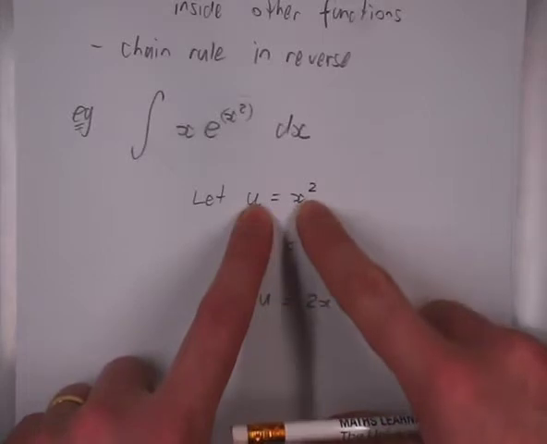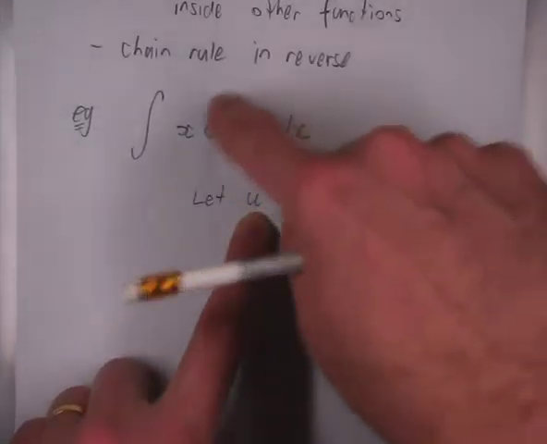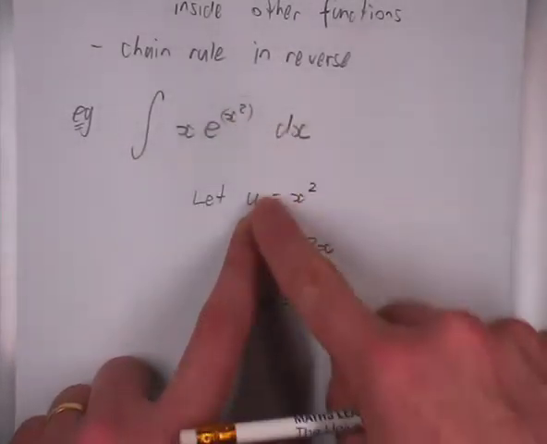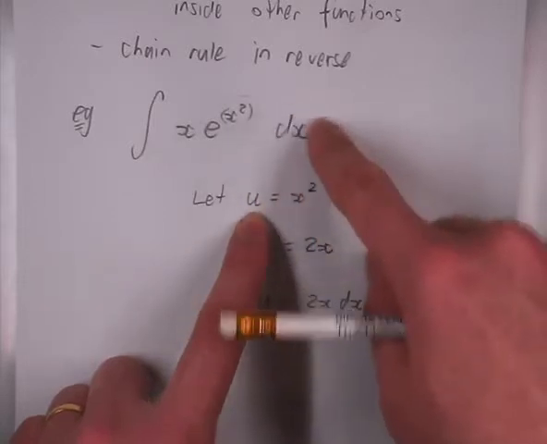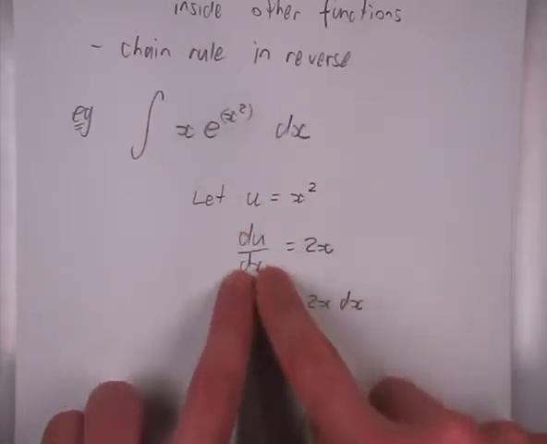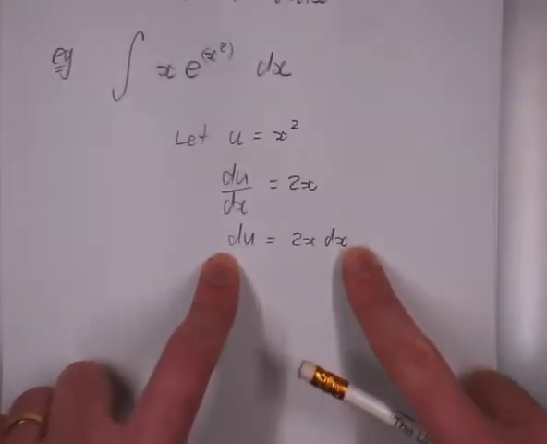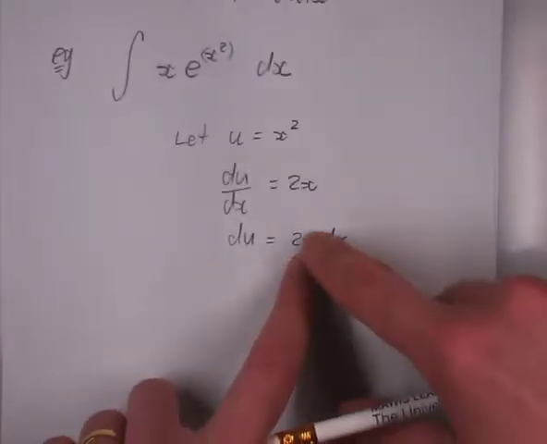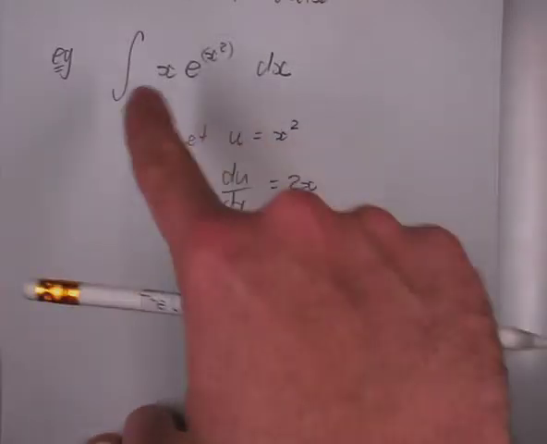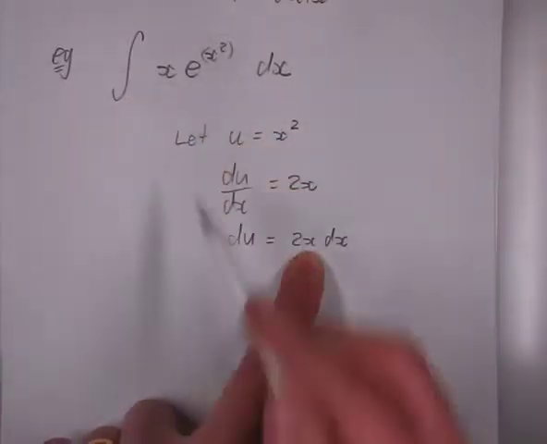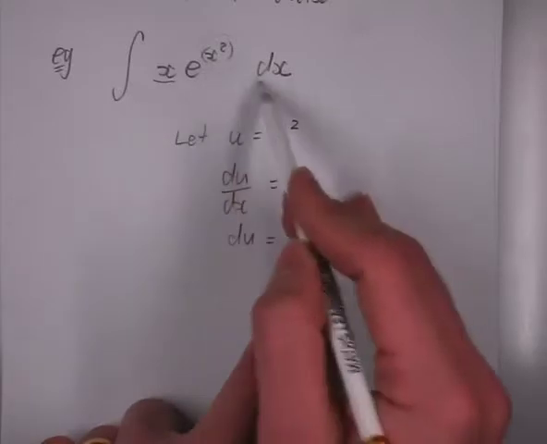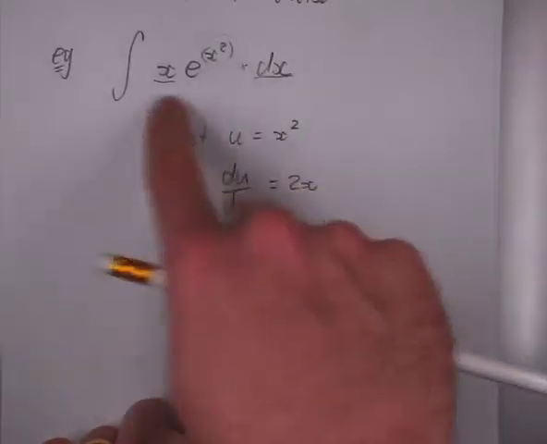u is x squared, and I've made that decision because the thing inside the e I wanted to call u. Then I need to deal with the dx, so I need to create a du by doing a derivative, and I'm going to arrange it like this. And I'm going to look to see if this x that is next to my dx is already in my formula. And it is, because you see here is an x and a dx. This is all multiplication here.